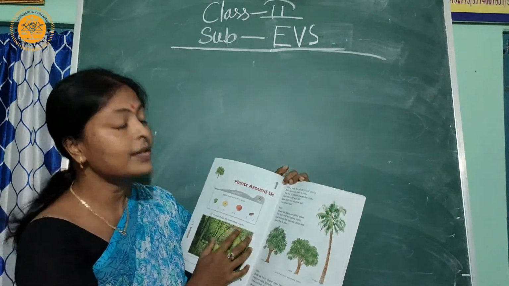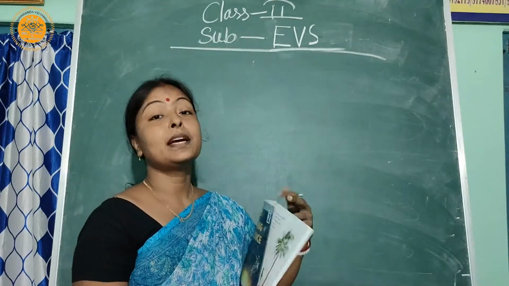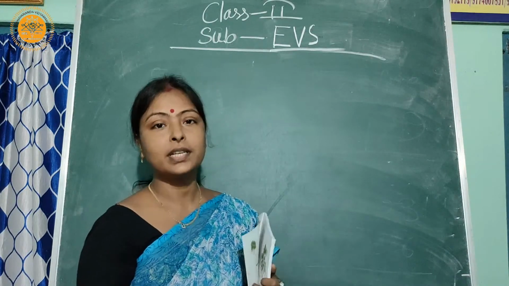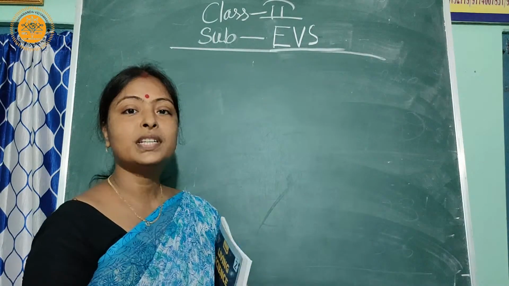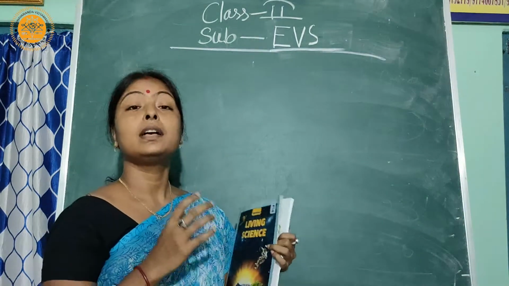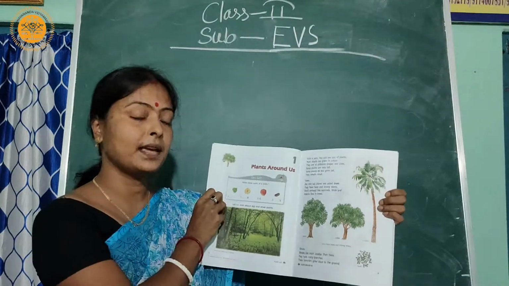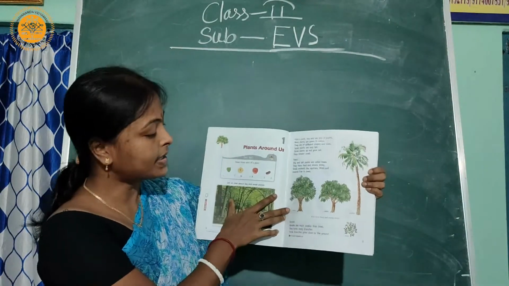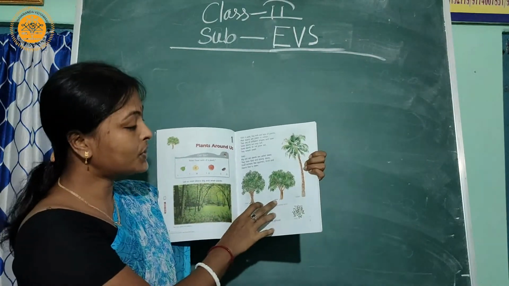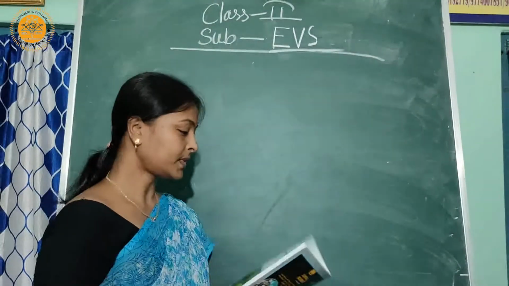What is a big plant? A big plant is a bigger plant, like banyan tree, mango tree, jackfruit tree, coconut tree, and many more trees. The trees which have a strong stem, these are trees. They become very big in size, like this. Here you can see peepal tree, jamun tree, coconut tree. These are big trees.